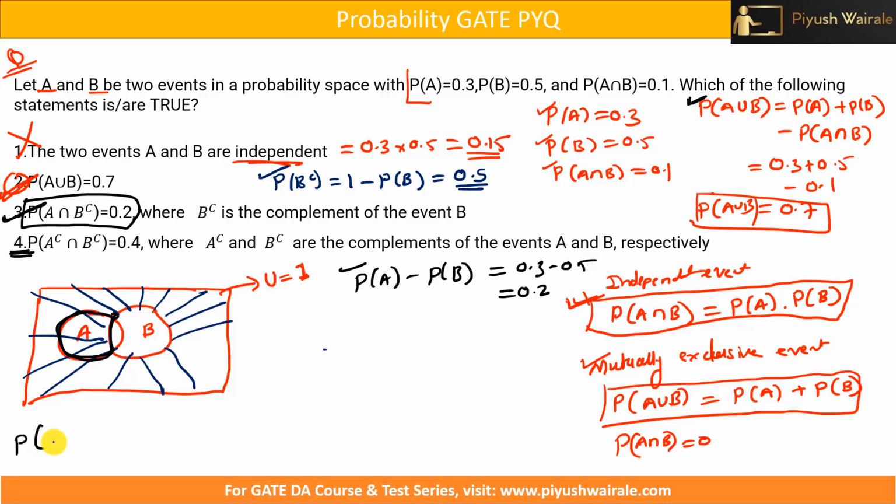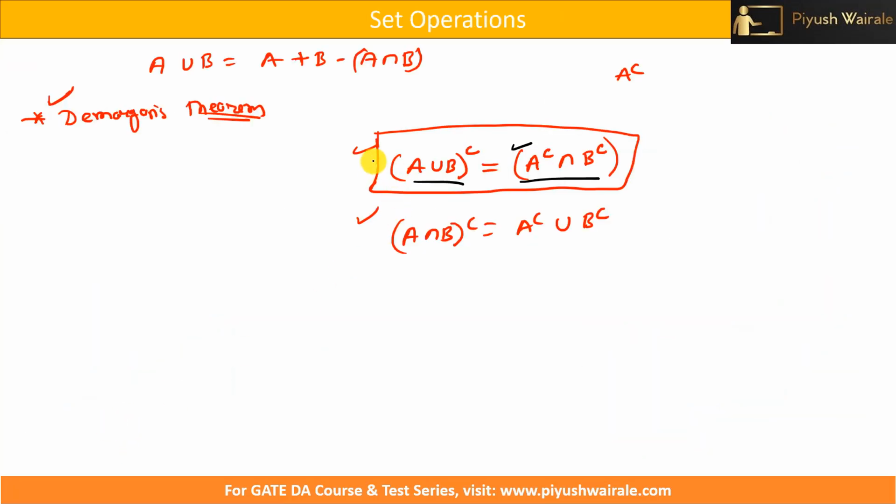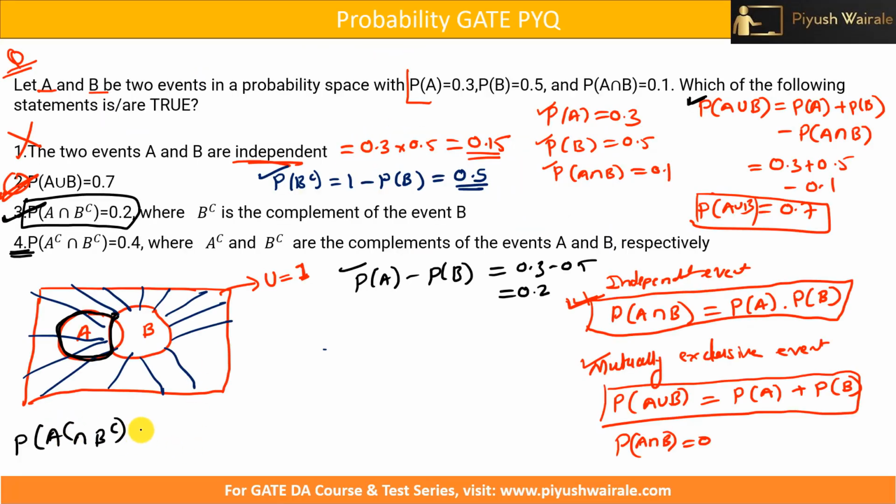We are interested in probability of A complement intersection B complement. Now if you remember what we discussed in the previous video, this De Morgan's theorem, right? Now how to apply that De Morgan's theorem? I can write this particular equation as probability of A union B complement, right? Which is equal to 1 minus probability of A union B. Can I write like this? Yes. Which is equal to 1 minus A union B, which is what? 0.7. The answer is 0.3.